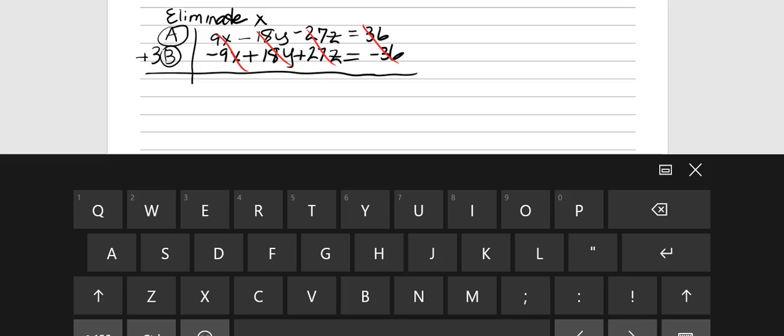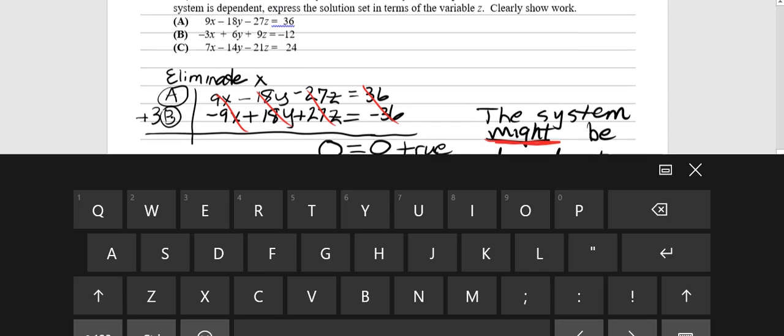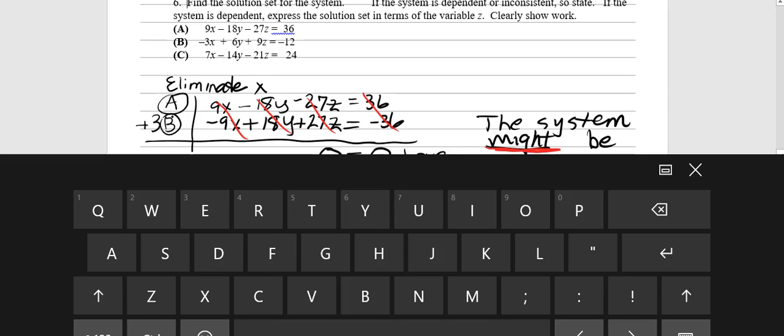every term on both sides cancel out when I add the two equations together. So I get the true equation 0 equals 0. So all I can say is that the system might be dependent. That's all I can say. Okay, so now I've got to use the equation C before I can make a conclusion.